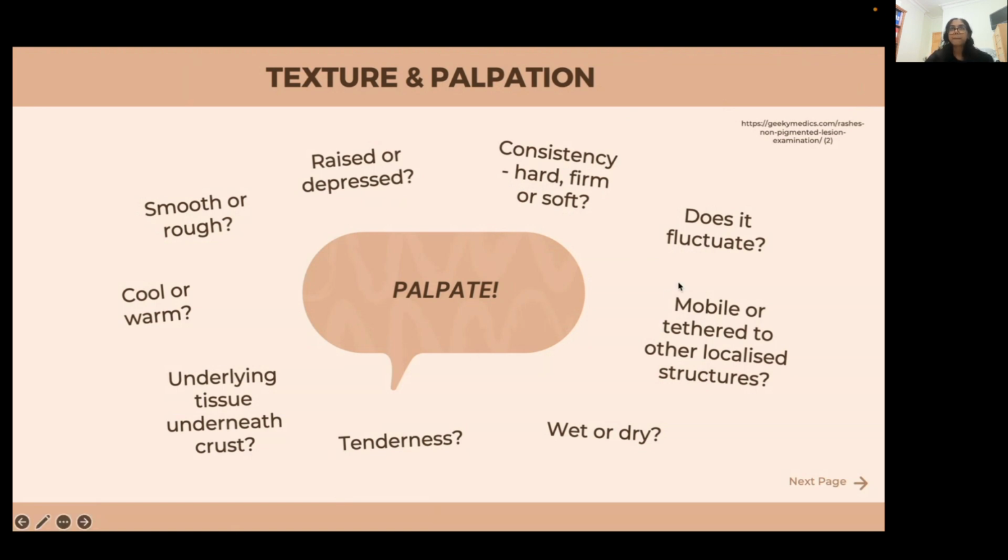So I can't remember the acronym now, but I think you can think about the T's and the S's when you're palpating a lesion. So you're thinking about, is it tethered? What's the texture like? What's the temperature like? Does it transilluminate? Things like that you want to think about when you're palpating the lesion.